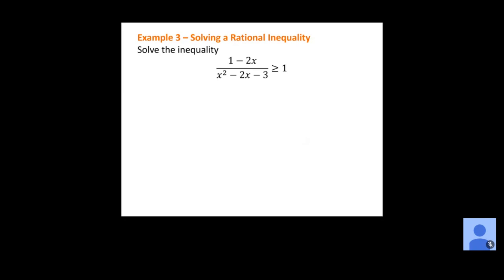Good. All right. So now we want to solve this rational inequality. So again, first step, it's nonlinear, so we still want to set this greater than or equal to 0, right? So I want to move everything to one side first. So my first step is to move the 1 over. We're going to have 1 minus 2x over x squared minus 2x minus 3, minus the 1, greater than or equal to 0.